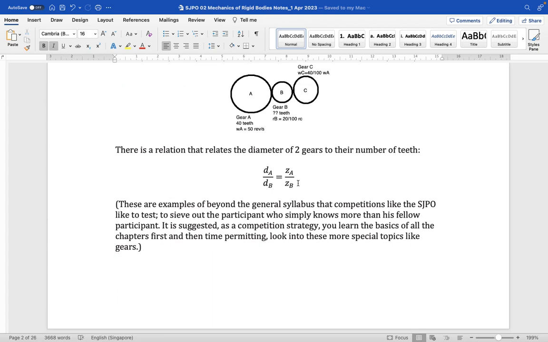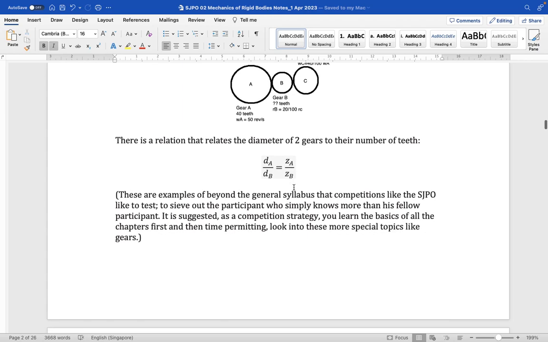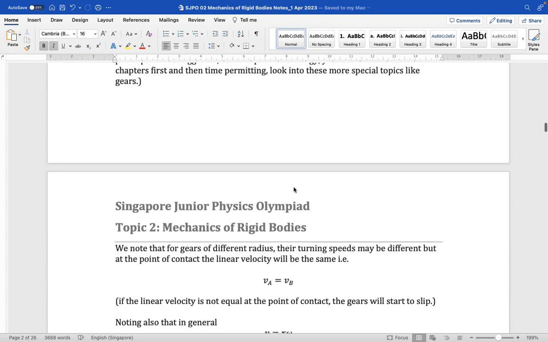There is an additional formula we are bringing in here. This might be quite new to the students, but it tells us that the diameter of the two gears are related to the number of teeth each of them has. Now, let us look at how to solve this question.